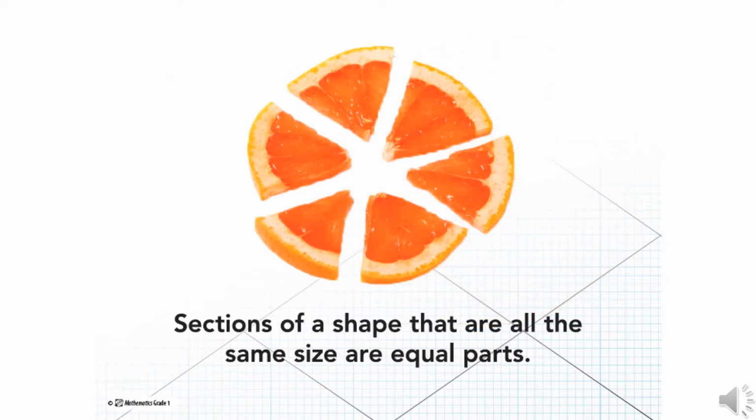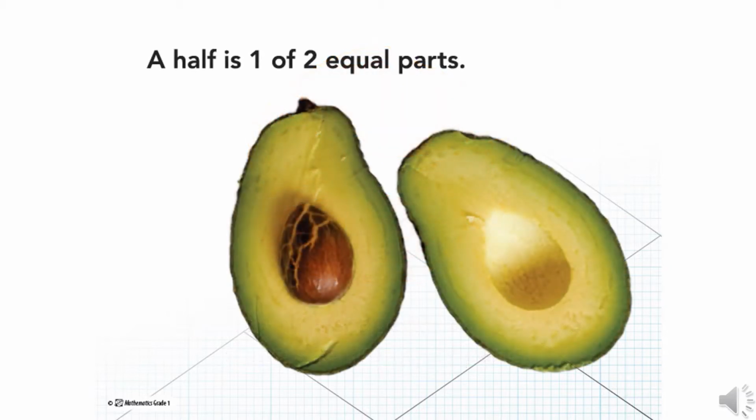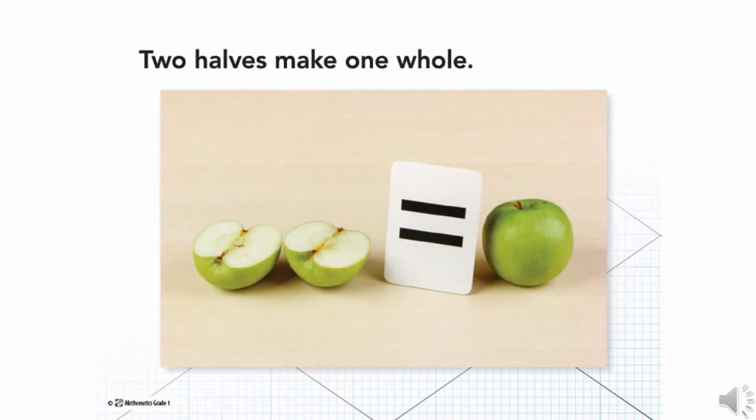So if we look at this orange slice, we can see that each section is the same size. They are equal parts. So each part is a fraction of the whole. One of the very first fractions that we learned about was half. A half is one of two equal parts, 1/2. And we know that 2 halves makes 1 whole. It takes 2 halves to make 1 whole.